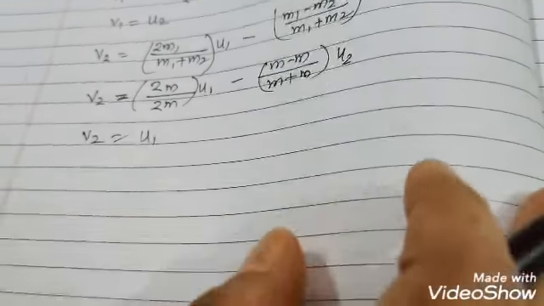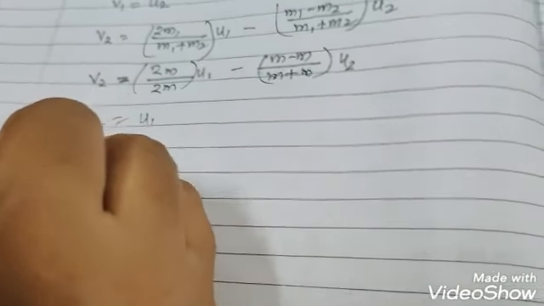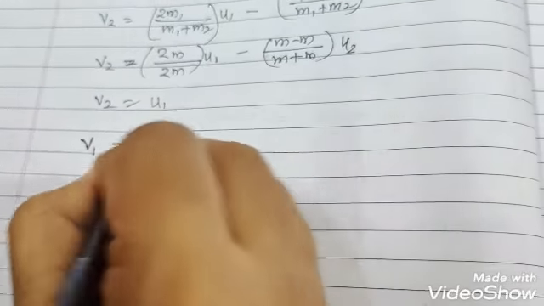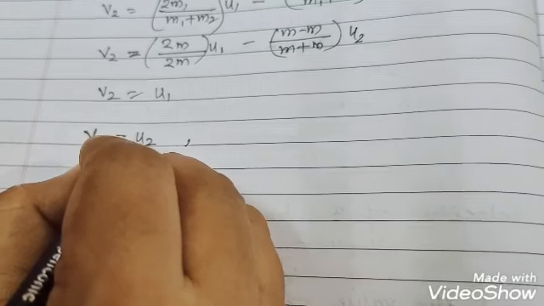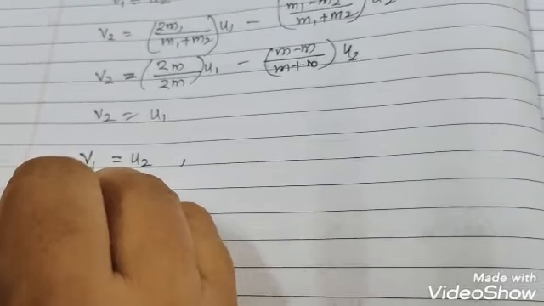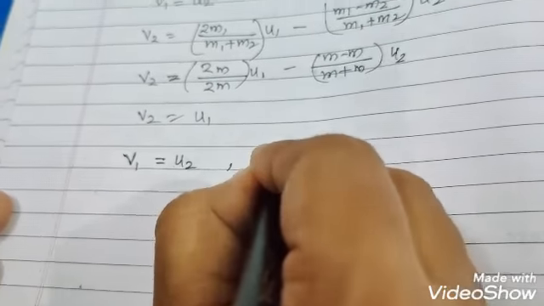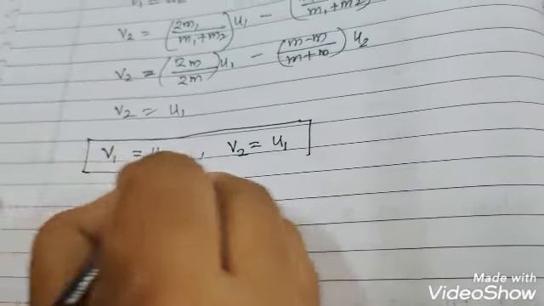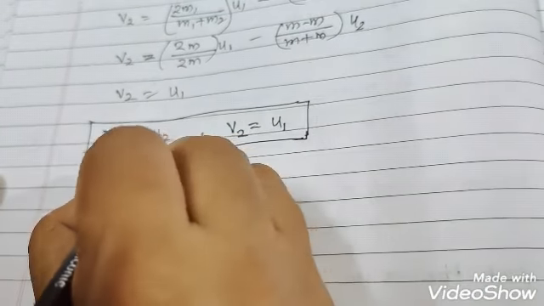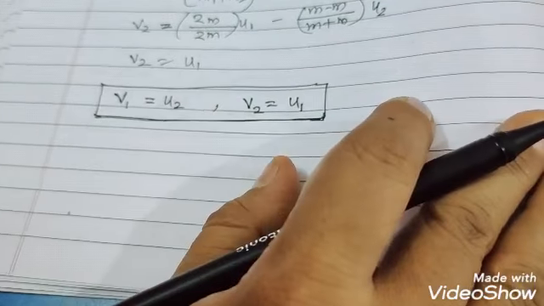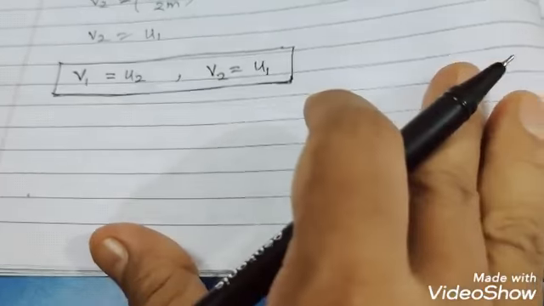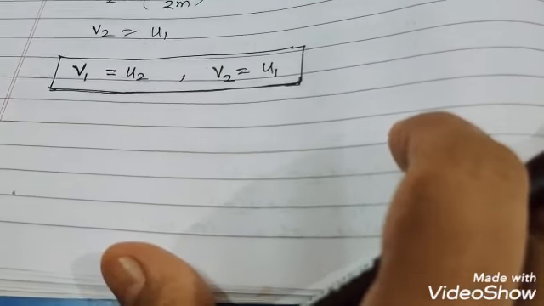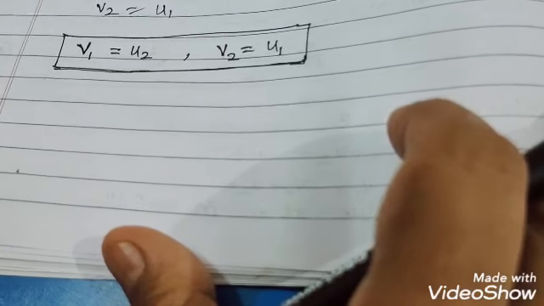So what we observe here is that when the two bodies are equal in mass, their velocities after collision will change. That means the velocity of body B before collision becomes the velocity of body A after collision, and the velocity of body A becomes the velocity of body B. So the velocities are interchanged. What we conclude is: when two bodies of equal masses undergo a perfectly elastic collision in one dimension, their velocities are just interchanged, and this phenomenon has great application.